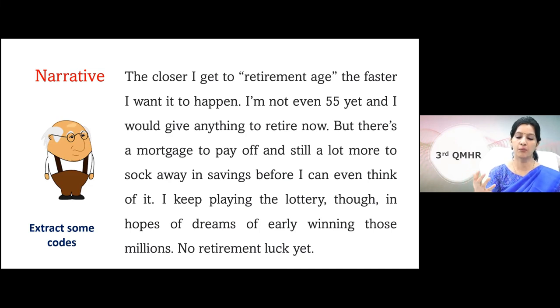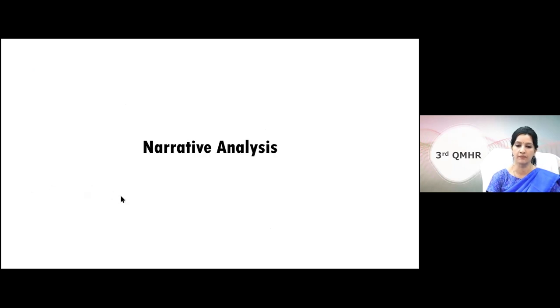Okay, there is a mortgage to pay off and still a lot more to sock away in saving. Again, still a lot more to sock away. This is also a type of, you can have a descriptive coding, or you can have an emotional coding also. Unlucky, yet hopeful, yes. Emotional coding, hopes of dreams, emotional coding. So now I think you know all the types of coding. And NVivo coding is easiest because you code the sentence only.